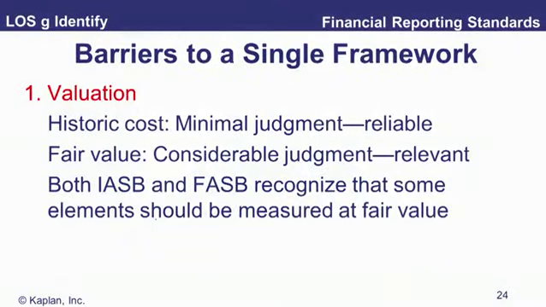Okay, so barriers or some barriers that we've currently got. And we've talked about one already. Now, we've talked about the valuation of things like PP&E and intangibles. US GAAP goes for historic cost, which essentially is purchase price less accumulated depreciation. Now, the benefit of historic cost is it's verifiable.